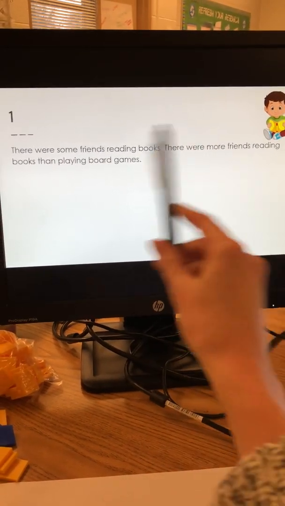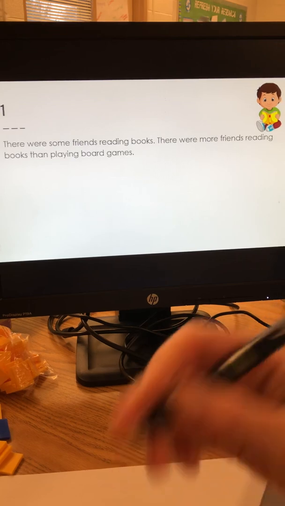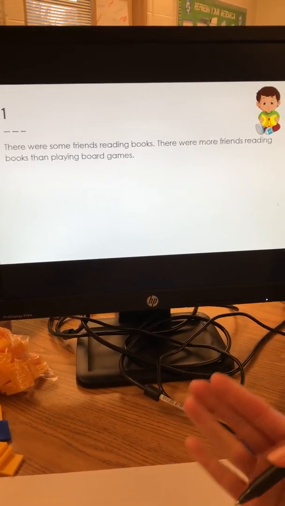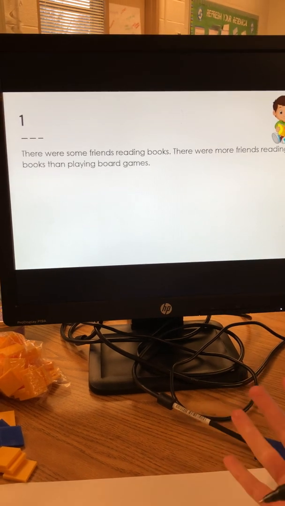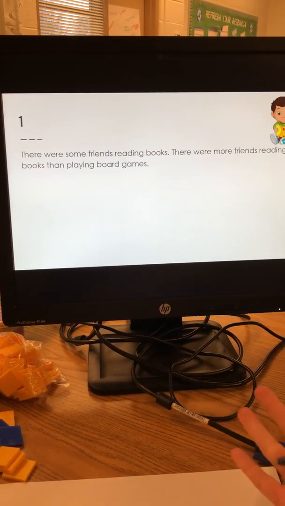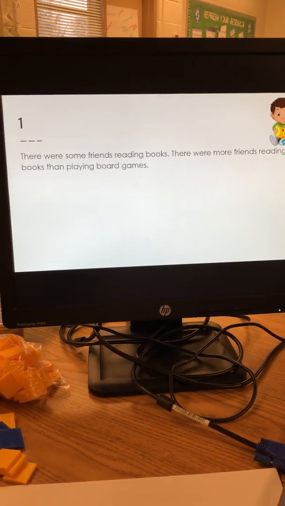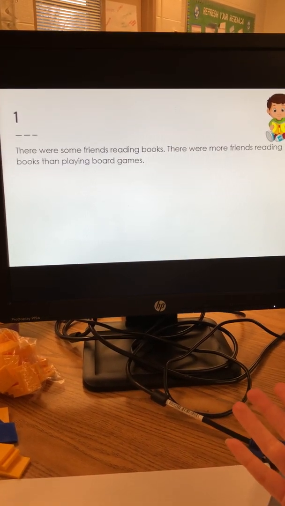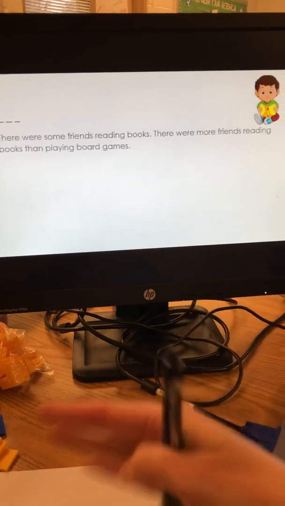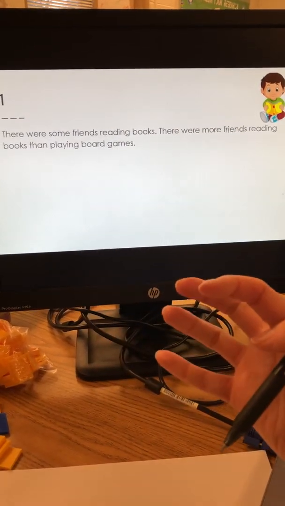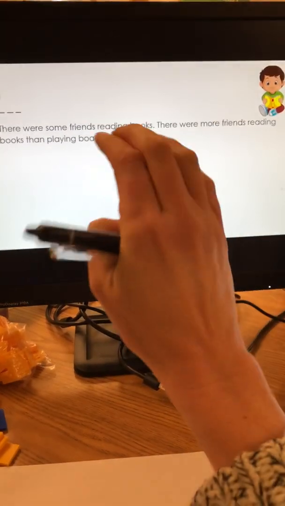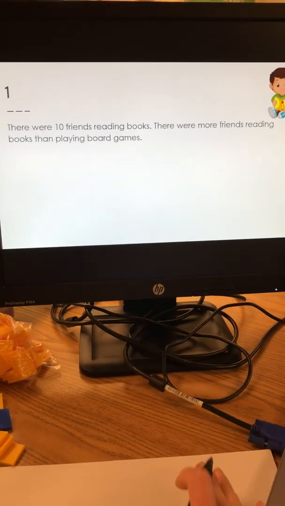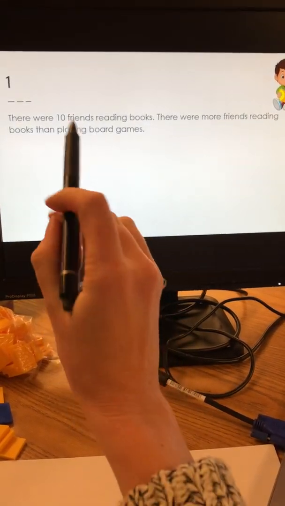there were more friends reading books than playing board games. The question that you're going to be asking students is, what are you picturing in your mind as you read these sentences? How many friends are you picturing reading books, and how many could be playing board games? Are there more students or friends reading books or playing board games? And how do you know? And having them just turn and talk and really giving them time to express their understanding of what this actually means. Then obviously you're going to reveal one quantity.